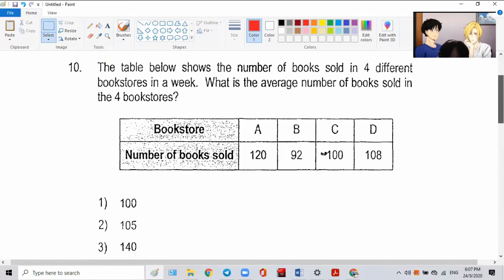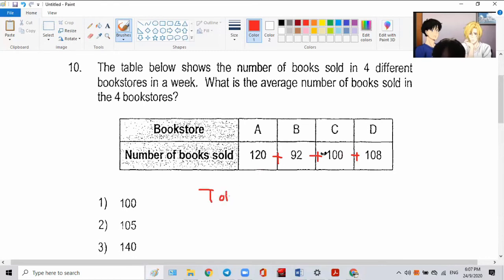The table shows the number of books sold in 4 different bookstores in a week. A sold 120, B sold 92, C sold 100, D sold 108. What is the average number sold in the 4 bookstores? You know what's average? What must you do? Average means you must add all these numbers together and then divide by 4 bookstores.